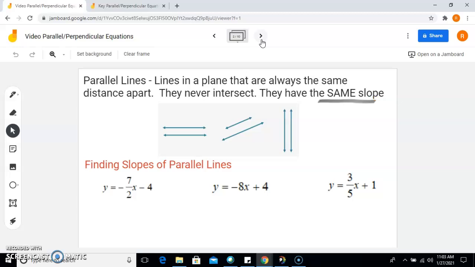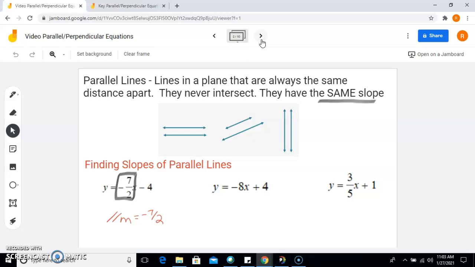If we look at the picture, we can see parallel lines. They're never going to intersect because if they have the same slope, that means they're moving at the same rate. So when we're finding the slopes of parallel lines, we want to find the slope of the original line, and then our parallel slope is going to be the same. So in this first example, we have y equals negative 7 over 2x. My slope is negative 7 over 2. So that means my parallel slope would also be negative 7 over 2.